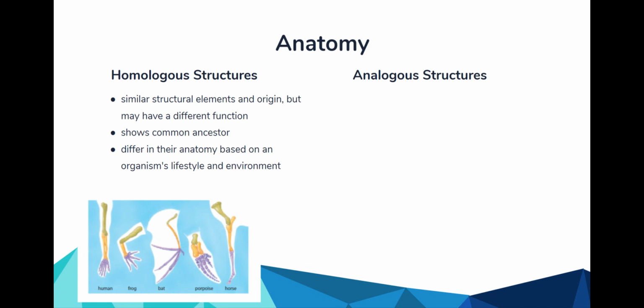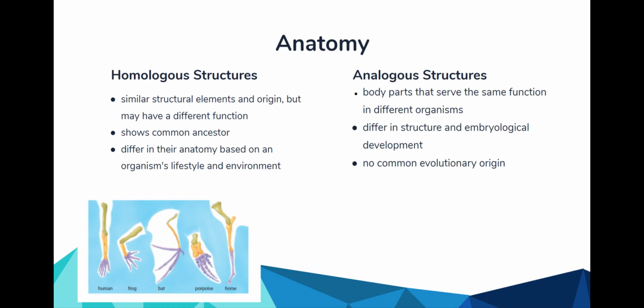The other side to the anatomy part is an analogous structure. Now, prior to understanding anatomy, before Buffon started really thinking about it, before Cuvier really solidified it, people used analogous structures to make assumptions. Analogous structures are body parts that serve the same function, but are actually very different structurally. If we look at their embryonic structure or their bone structure, there are no similarities. So there's really no common evolutionary origin.